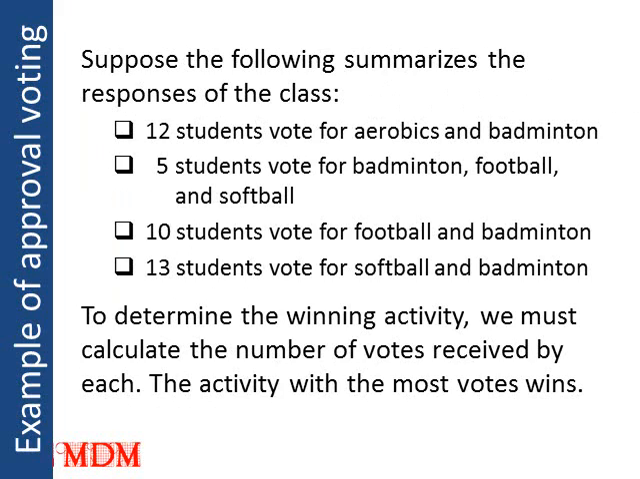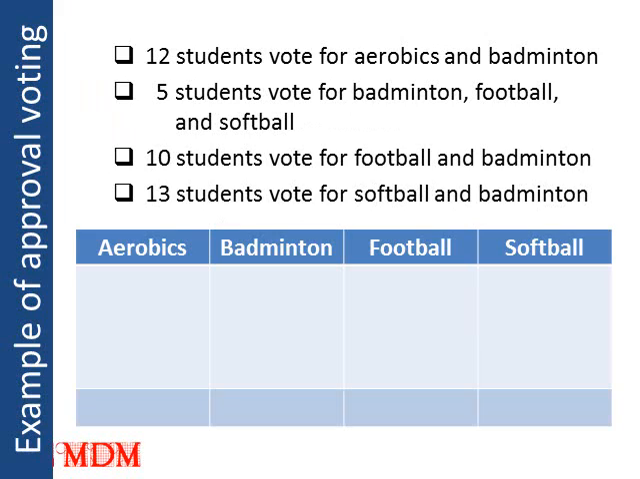Suppose the following summarizes the responses of the class. 12 students vote for aerobics and badminton, 5 students vote for badminton, football, and softball, 10 students vote for football and badminton, 13 students vote for softball and badminton. We want to determine the winning activity, so we must calculate the number of votes received by each activity. The activity with the most votes wins.